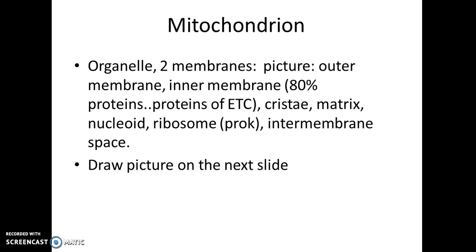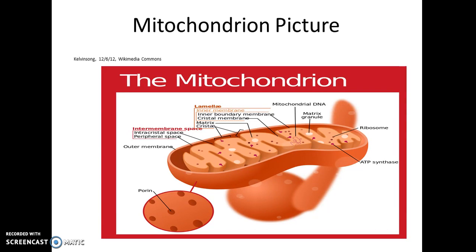So we're ready for the mitochondrion, and this will be the last thing for today. It has 2 membranes. We're going to draw the picture. It has an outer and inner membrane. The inner membrane, 80% of it is proteins of the electron transport chain. They're found in folds, and those folds are called cristae. The matrix is in the very inner part of the mitochondrion. That contains the nucleoid, prokaryotic ribosomes, and then we have the inner membrane space, which I'll show you on the next slide here. Now I want you to get that down.